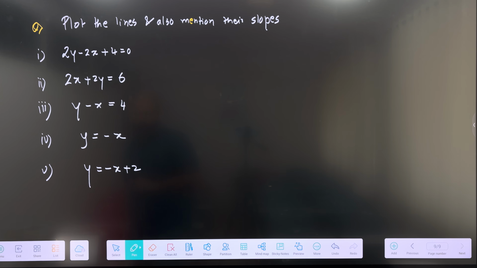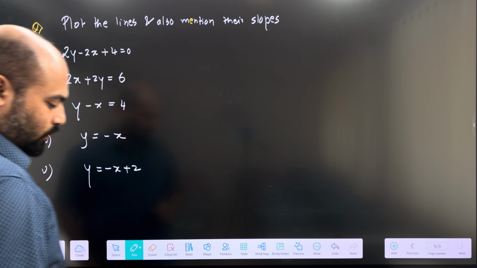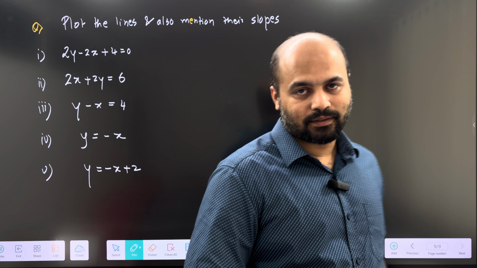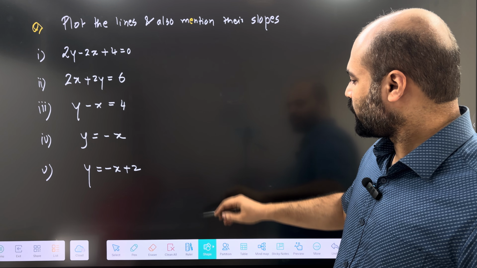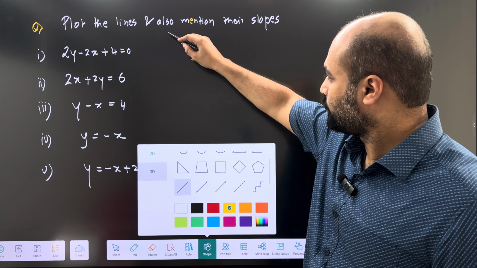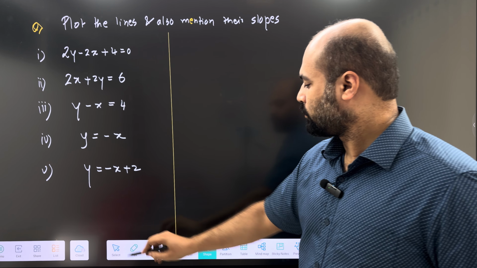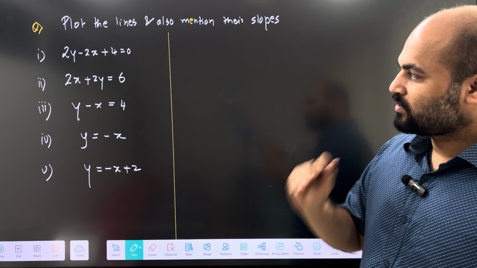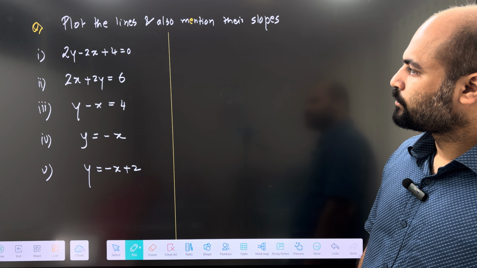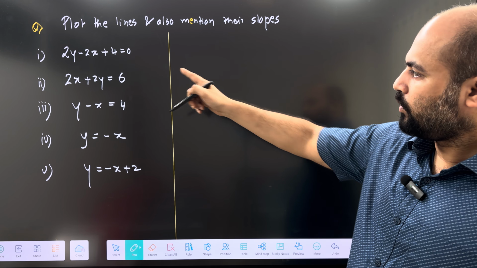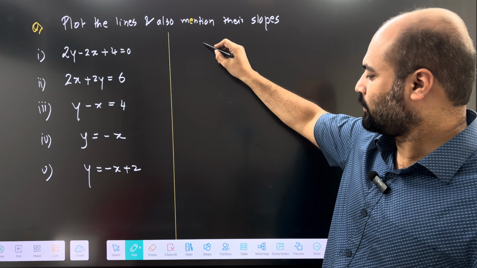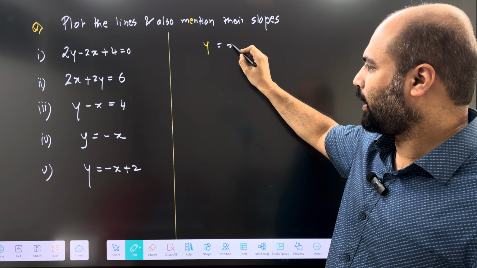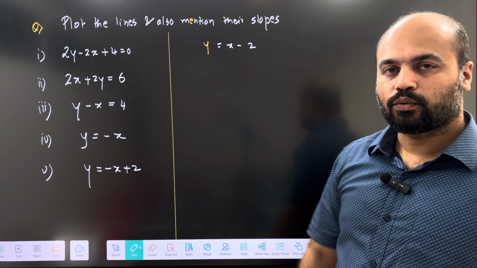Let's take a few examples now and try to plot these straight lines. The question says we need to plot the straight lines and also mention their slopes. Let us do it one by one. The first line says that, if you observe the pattern in this line, you can simplify it as y is equal to x minus 2. Divide throughout by 2.